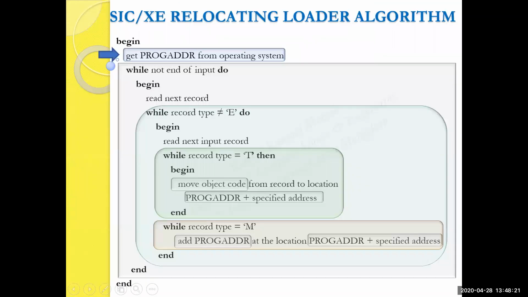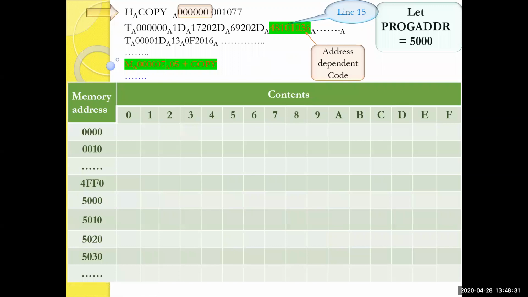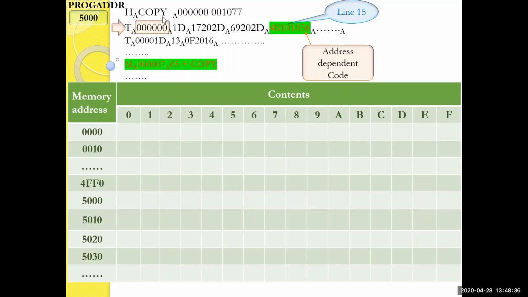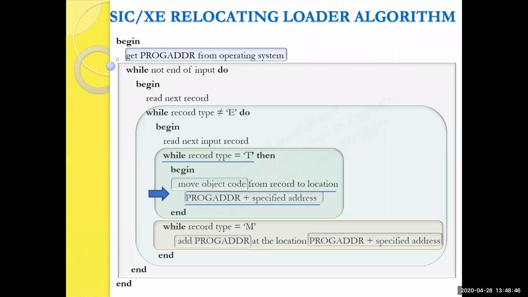But before we read the records, please note the loader needs to fetch the program address from the operating system. For example purposes, let me assume that the program address is 5000. Now after reading the header record, since the record type is not E, the loader fetches the next text record. As a record is fetched, check if the record type is T or M. If it is T, move the object code. If it is M, do the necessary modification.